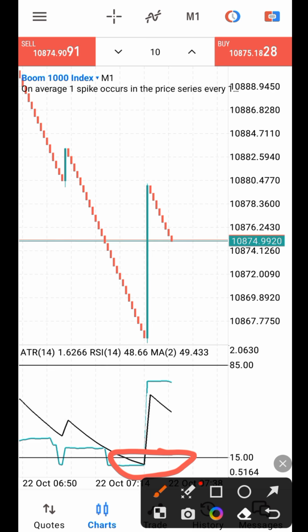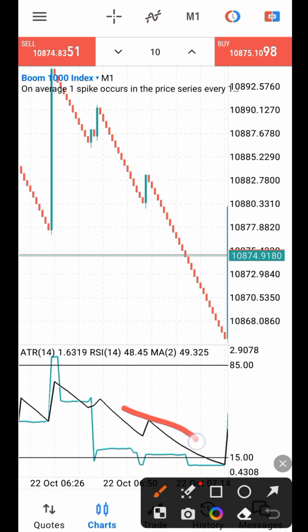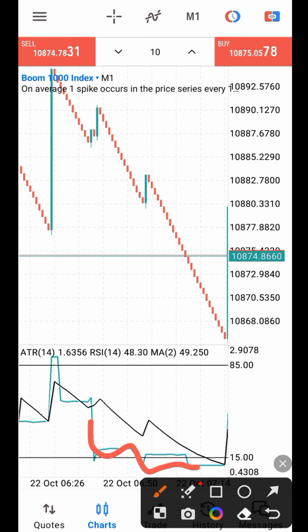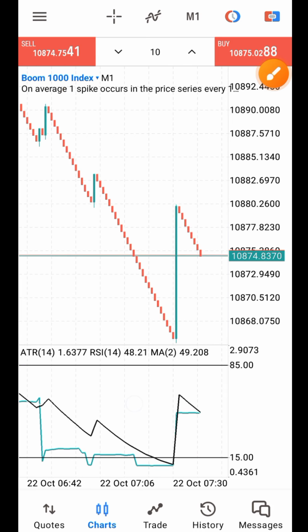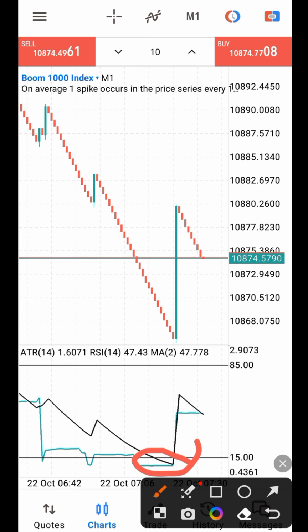Just listen attentively. The black moving average is the moving average 2 period, while the blue line, the green line, that is the ATR, average true range. So when these two indicators come under the 15 level of RSI when trading Boom, you should have two things in mind. It's either you catch spike or you trade against the spike. If you are catching spike, once the black moving average is getting close to the green, you buy. If spike is going to happen, it's going to happen within 1 or 2 minutes.